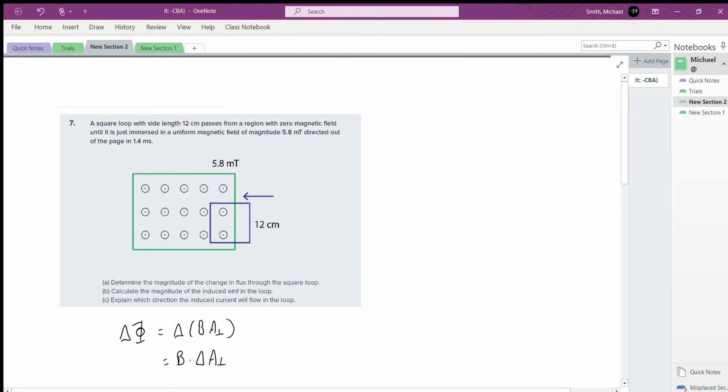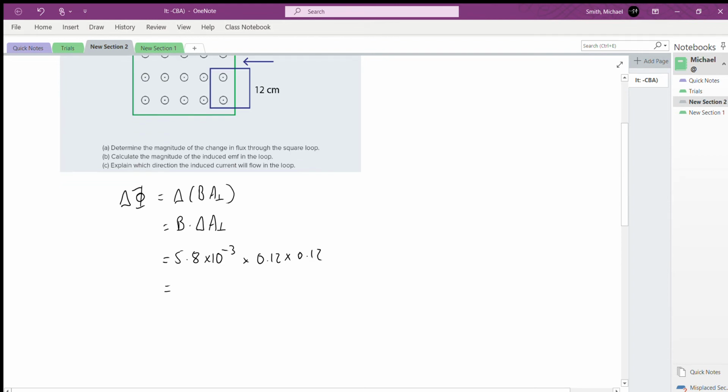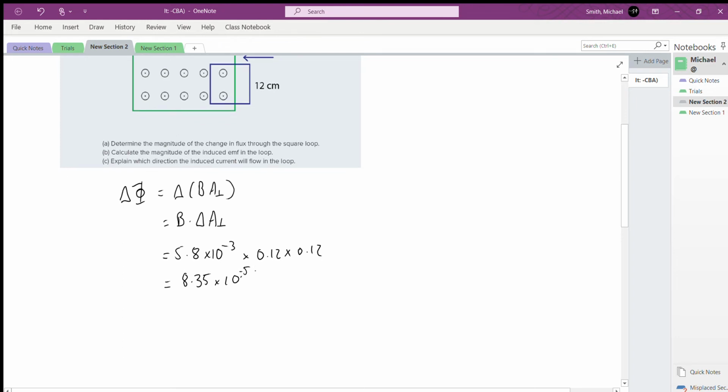So the magnetic field is 5.8 millitesla, making sure that conversion is correct, and the change in area is going from not being in the field to completely immersed within the field, so it just ends up being the area of the square, making sure we convert the 12 centimeters to meters. So 0.12 multiplied by 0.12, and substituting that into the calculator gives 8.35 times 10 to the minus 5 Weber.